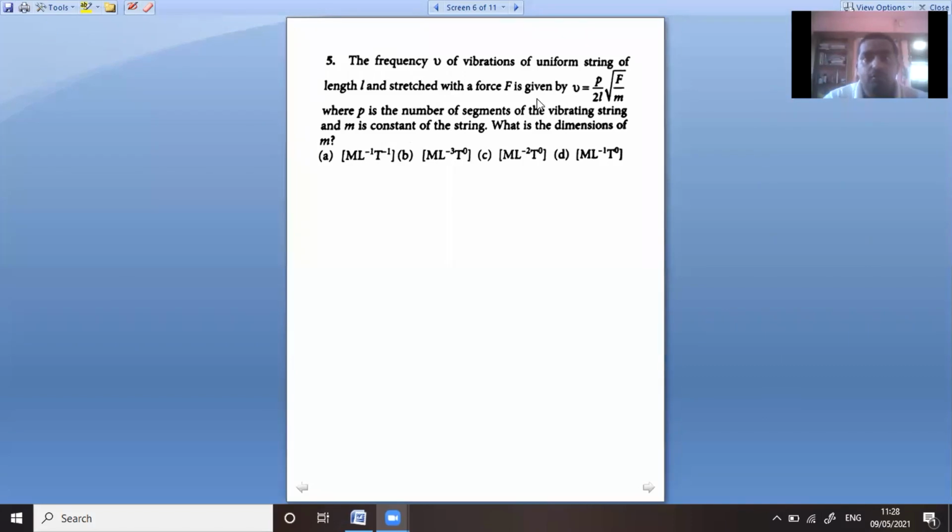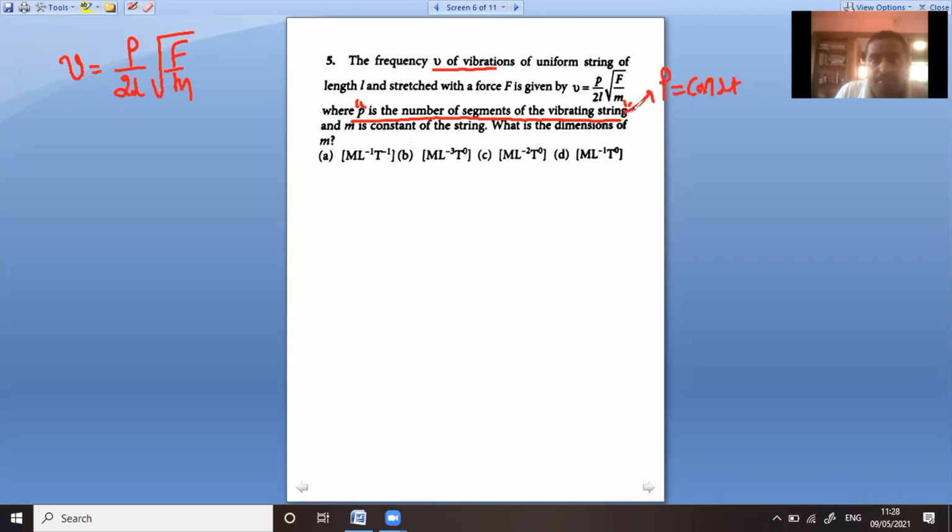Okay, next question. The frequency of the string is equal to p divided by 2L square root of F divided by m, where p is the number of segments of the vibrating string. So p is a constant, given. m is the mass per unit length of the string. What is the dimensional formula for m? You have to calculate.